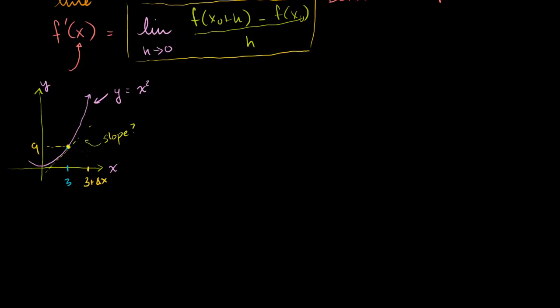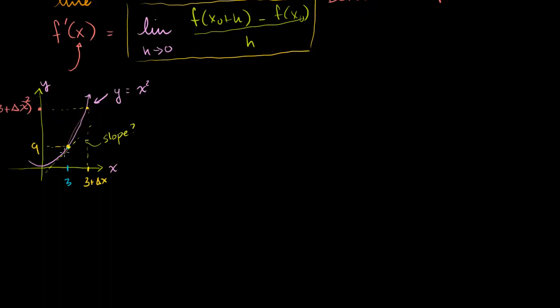And what is this point right here? So if we were to go all the way up here, what is that point? Well, here our x is 3 plus delta x. It's the same thing as x naught plus h. I could have called this 3 plus h just as easily. So it's 3 plus delta x up there. So what's the y value going to be? Well, whatever the x value is, it's on the curve, so it's going to be that squared. So this is going to be the point 3 plus delta x, 3 plus delta x squared.